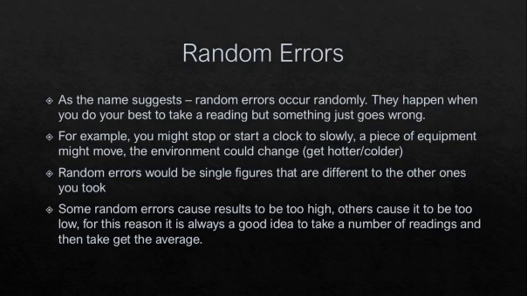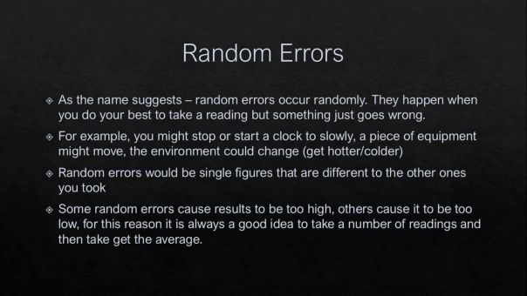Now, the last section we're going to look at is different kinds of errors. The first error you can have when making a measurement is a random error. As the name suggests, random errors occur randomly. They happen when you do your best to take a reading, but something just goes wrong. So you did it properly, but you just didn't get a good reading.